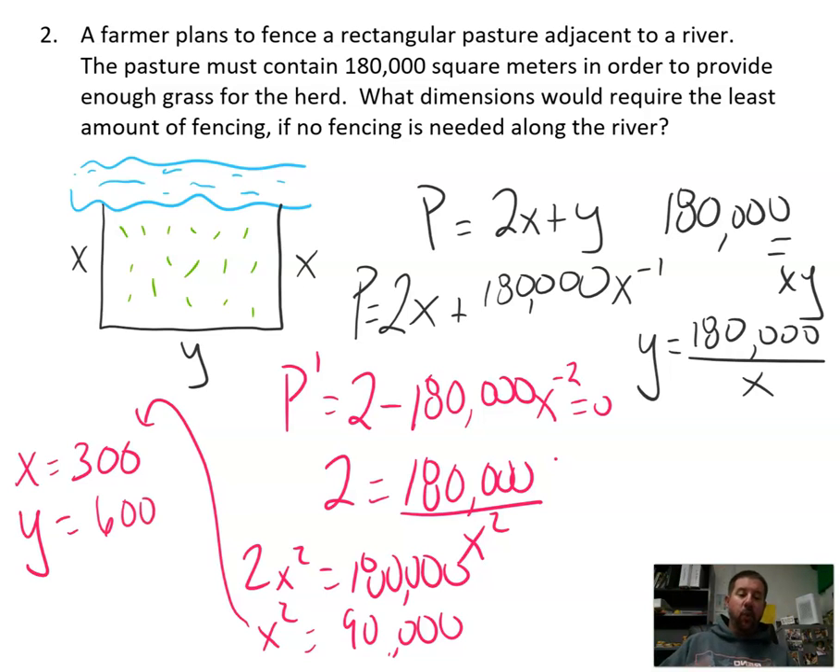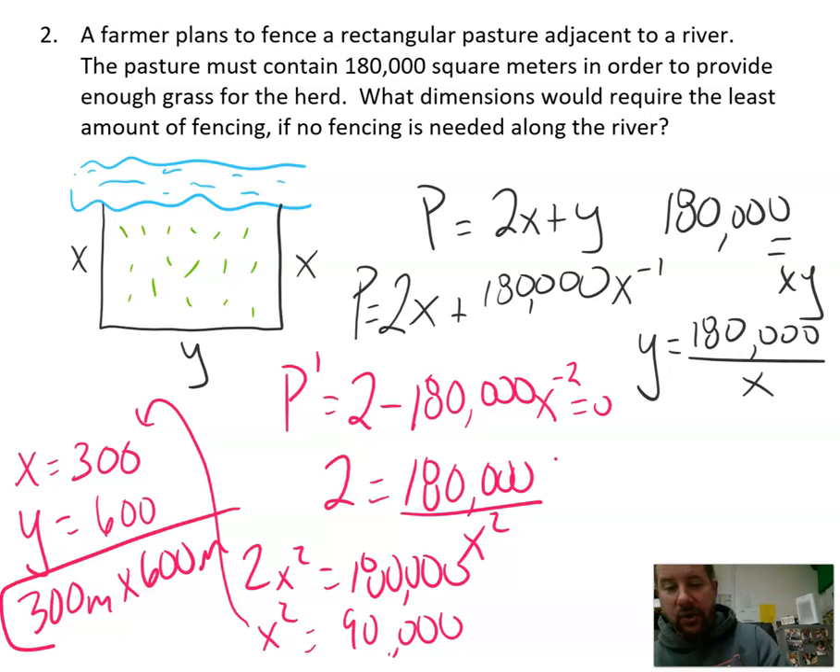Now, because I only had one value here, well, I guess I should have got plus or minus 300, right? But the fence can't be negative 300 long, so I got rid of that one. So I really only have one critical value that works. And so I knew that that was going to be the one that minimized this. And so I know that these are my correct dimensions: 300 meters by 600 meters.